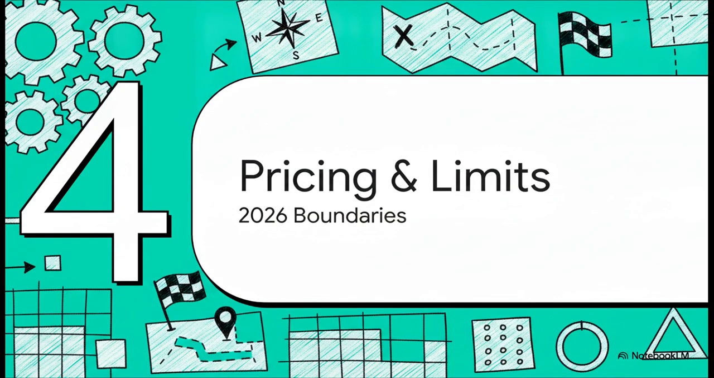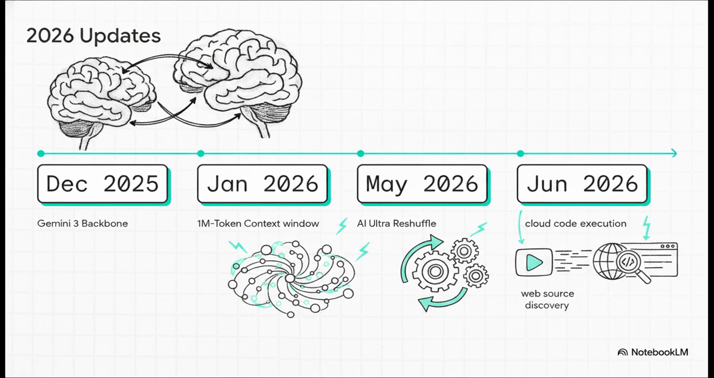All right, Section 4, 2026 pricing and system limits. Before you go trying to upload your entire company's database, we need to map out exactly what this engine can handle so you don't hit any unexpected walls. Google has been rapidly upgrading this platform leading into mid-2026. They've granted every tier an incredibly powerful 1 million token context window powered by the latest Gemini 3.5 models. To put that into perspective, it can remember dozens of entire books all at once. This recent update also unlocked some powerful new agentic features, like cloud code execution, allowing the AI to take action and run programs on your behalf, as well as proactive web source discovery.